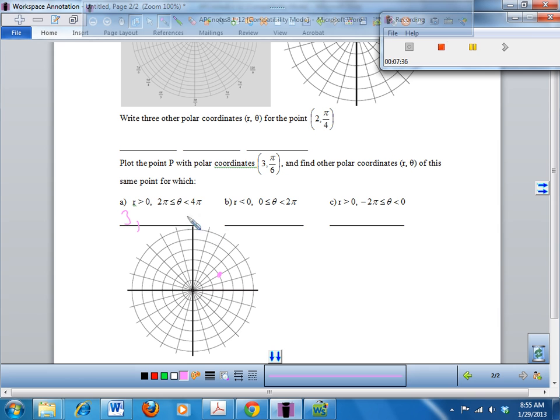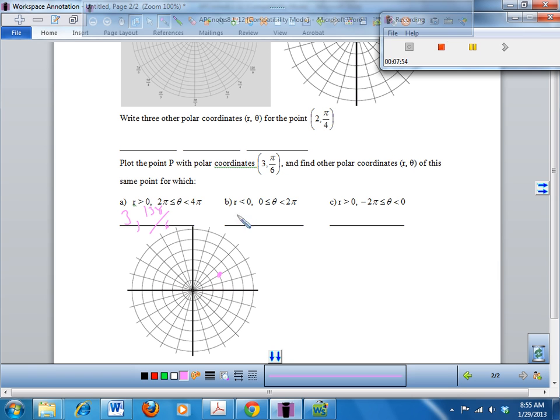Not 7. Because how many pi's over 6 is 1 revolution? 13. Thank you, Drew. 13 pi's over 6. Very good. Because this is 1 pi over 6, and I want to go around again, and each time around is 2 pi. In terms of pi's over 6, that would be 12 pi's over 6.